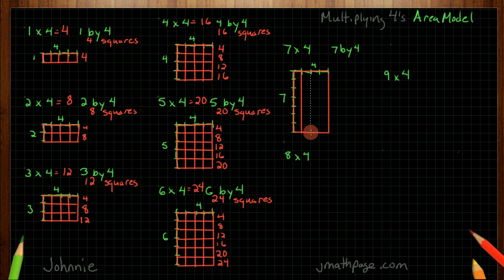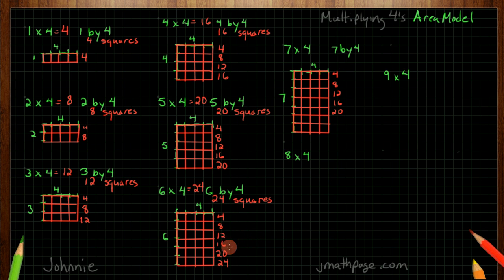Make our columns now. 1, 2, 3, and 4. And now our rows. 1, 2, 3, 4, 5, 6, and 7 rows. So 7 rows, 4 columns. We have a 7 by 4 rectangle. How many squares are in here? Well, we know from before that the first row will give us 4. 2 rows will give us 8. 3 rows will give us 12. 4 rows of 4 will give us 16. 5 rows of 4 will give us 20.